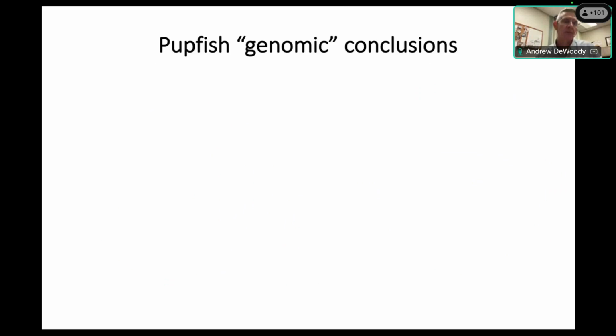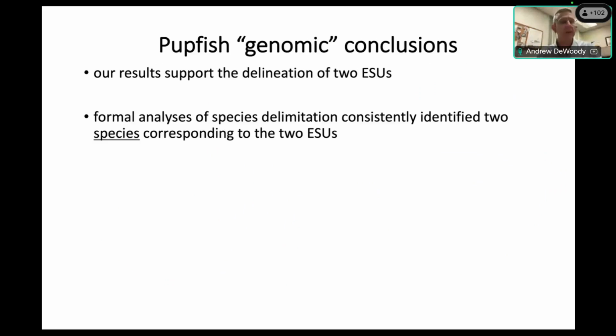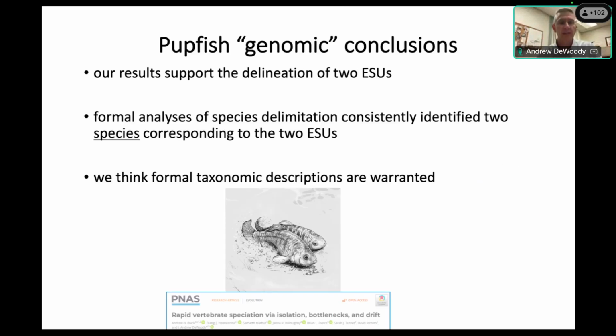And so in terms of the pupfish, what we found with the population genomics is that they very strongly support the delineation of the two ESUs based on salinity, parasite communities, fish morphology, and so forth. What I didn't show you is all these formal analyses of species delimitation that we did that consistently identified two different species that correspond to the two different ESUs, and that we think formal taxonomic descriptions are warranted. So instead of the white sands pupfish, we think there should be another species named that corresponds to the two different ESUs. But this is, of course, not always the case.